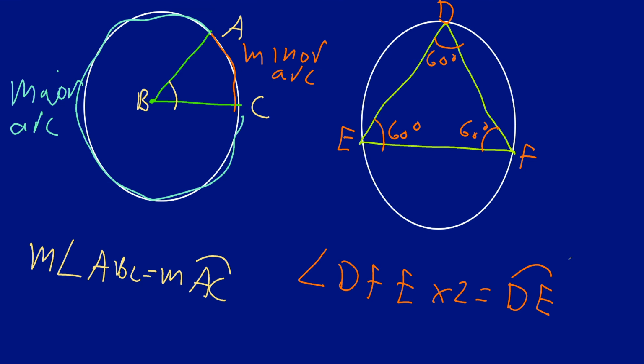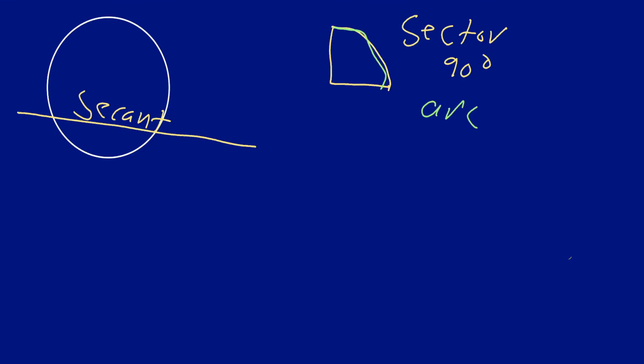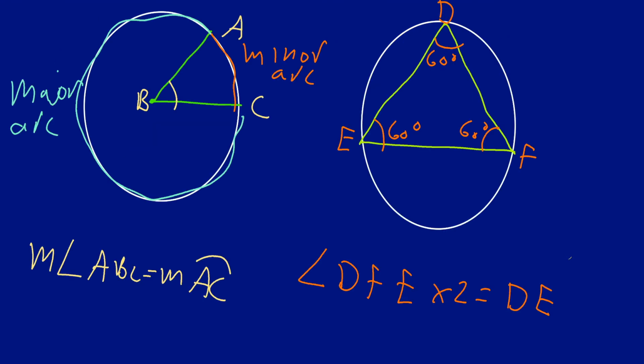So let's conclude this video and see what we learned. In this particular video, we talked about many of the characteristics or traits of circles. We talked about circumference, tangent, and chord, as you can see in the examples right here. Then we moved on and talked about secant, sector, and also arc. From there, we talked about major and minor arcs as they relate to the central angle. And lastly, we concluded the video by talking about inscribed angles.